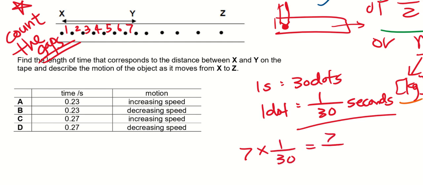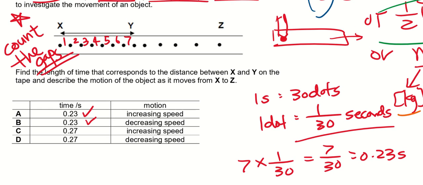So I get 7 over 30, and the answer will be 0.23 seconds. So it's either A or B. Okay, now we need to find out how was the motion. They want us to describe the motion of the object as it moves from X to Z.